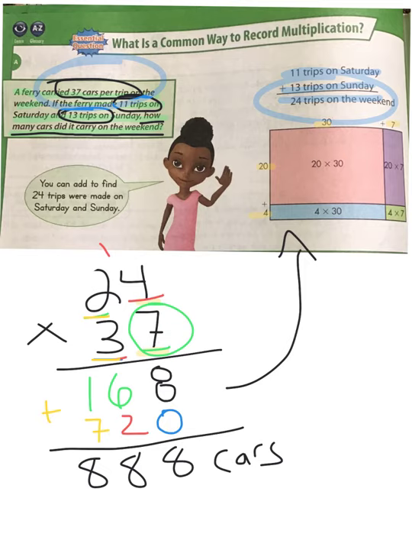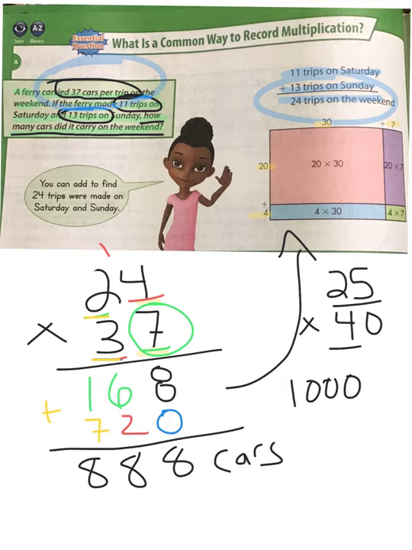Let's also round our answer to check to see if it is reasonable. By using compatible numbers, I can round 24 to 25. And I would round 37 to 40. Now, I know that 25 times 4 is 100. And then I'm going to add my extra 0 and I would get 1,000. 1,000 is close to 888, so therefore my answer is reasonable.